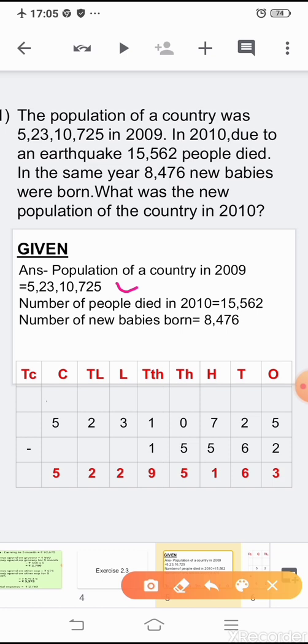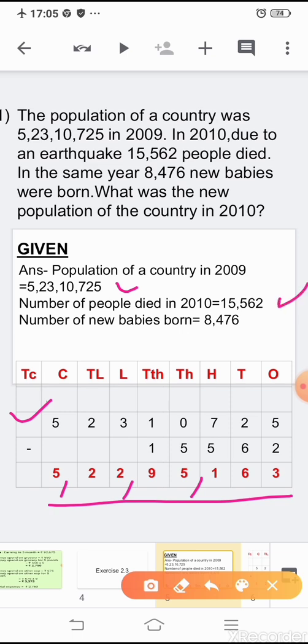Out of that, you have already learned that the first number is your minuend and the second number is your subtrahend. So you'll subtract. When you subtract, you will get the answer as 5 crore 22 lakh 95,163. When you place the comma, you will read it as 5 crore 22 lakh 95,163. This is the number you have got after deducting the number of people who have died.